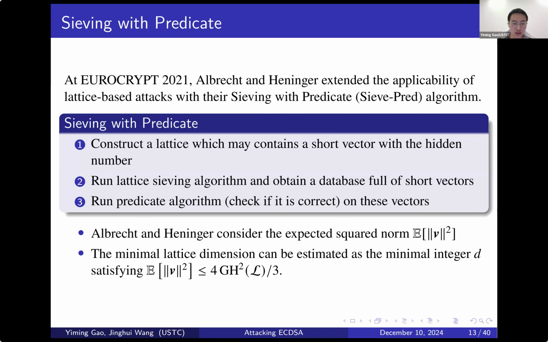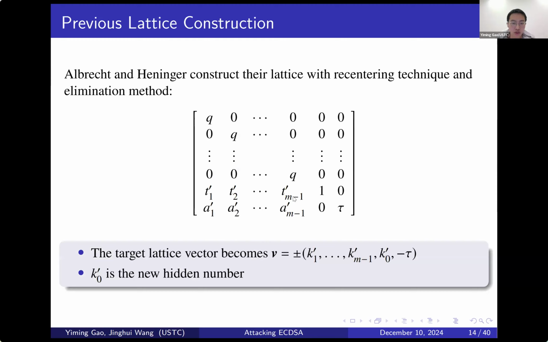They also consider the expected square norm of a target vector, and the minimum lattice dimension can be estimated as the minimum integer satisfying the formula under assumption 1. They use the recentering technique and elimination method to construct their lattice as follows. Here is the target vector, and k0' is the new hidden number.